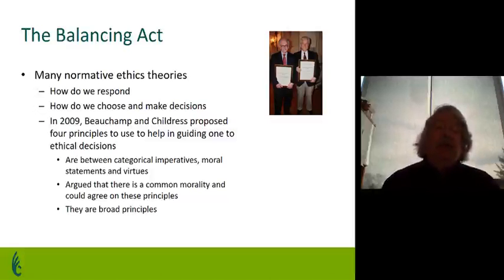Beauchamp and Childress have argued that there is a common morality. That is, that all rational beings, humans, can agree upon a set of general moral statements and that there is universal acceptance of these.